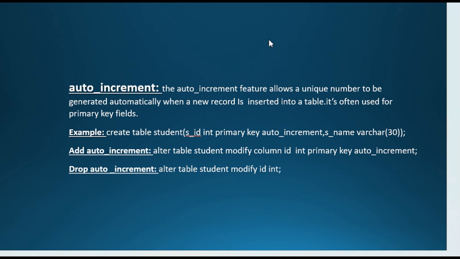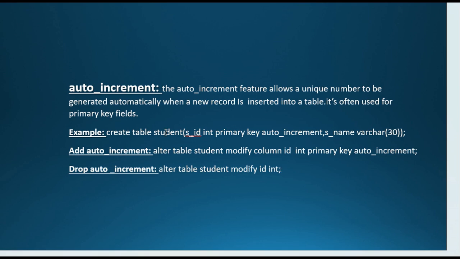And we can also add and drop auto increment by using these syntaxes: alter table name, modify column, column name, and give the data type and primary key with auto increment. So this is for adding. We can also drop the auto increment by using these: alter table name and the modify keyword, and then give the column name you want to drop the auto increment from. So ID, integer data type.